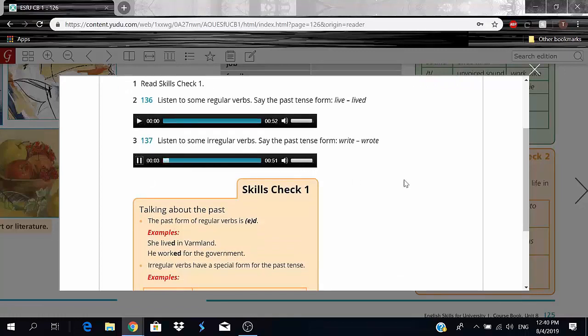137. Exercise D3. Listen to some irregular verbs. Say the past tense form. Write, wrote. Win, won. Be, was, were. Have, had. Go, went. Leave, left. Come, came.